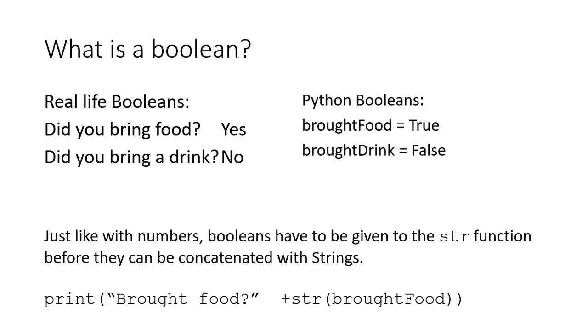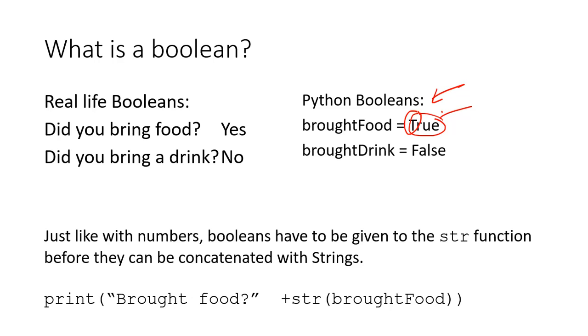So, some real life Booleans that you might see in your life. Did you bring food? You would either answer yes or no. Did you bring a drink? Yes or no. Here's what those would look like in Python. So, I could make a variable called brought food and I could assign it True. I could assign brought drink equal False. Now, one thing to notice, these are not in quotations, and you have to capitalize the first letter.